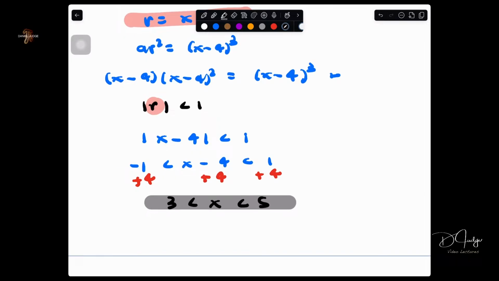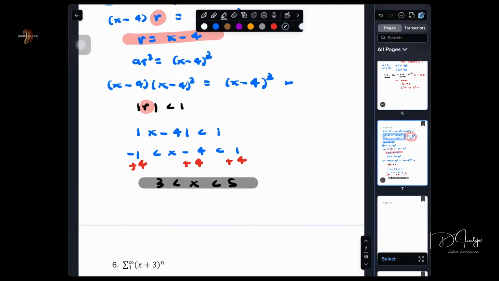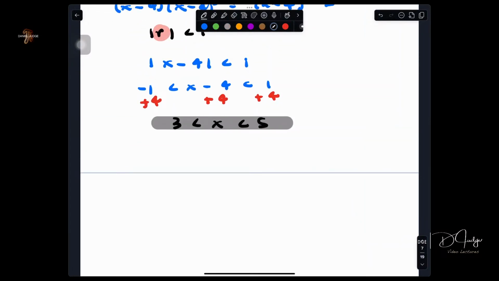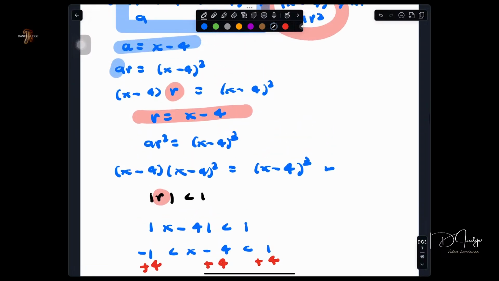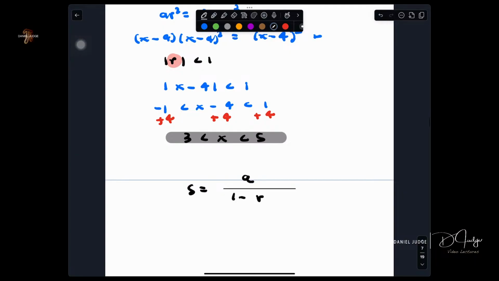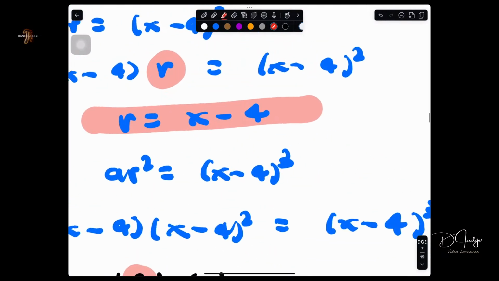But what is the sum going to be? Let's remember that S is A over 1 minus R. A is x minus 4, so here, replace it with an x minus 4. R we found out was also x minus 4 over here.